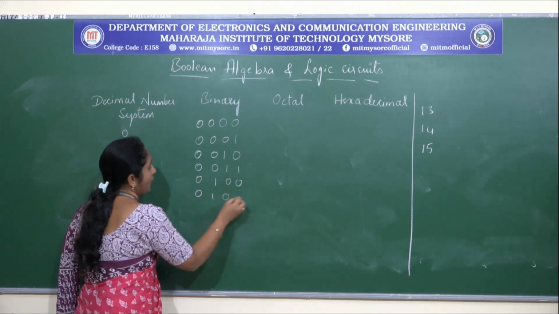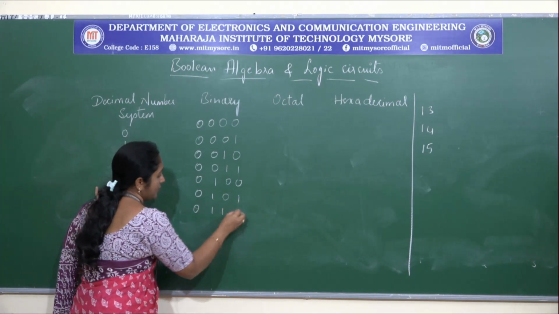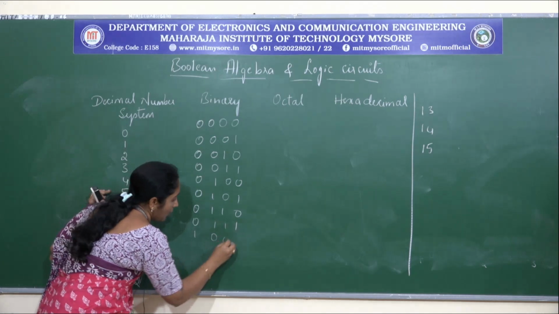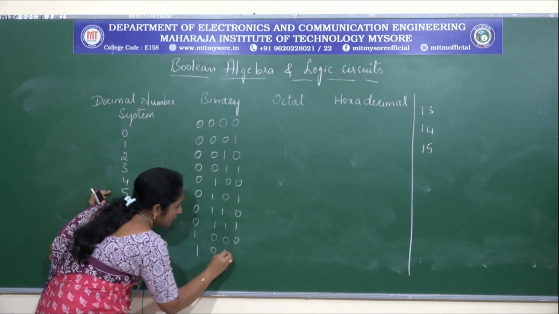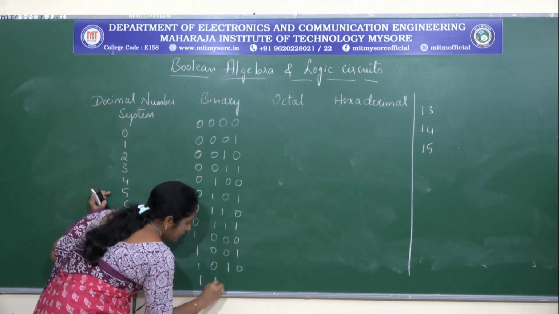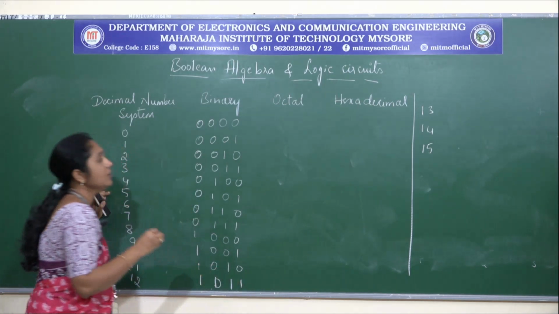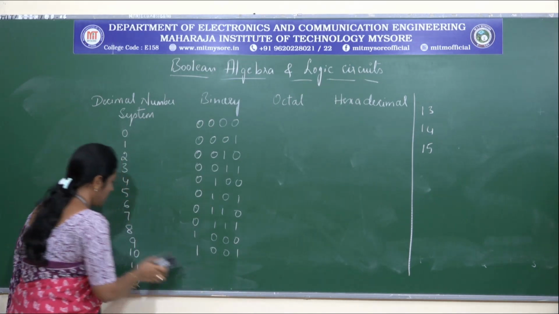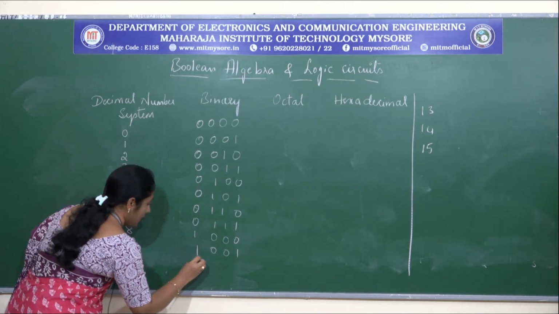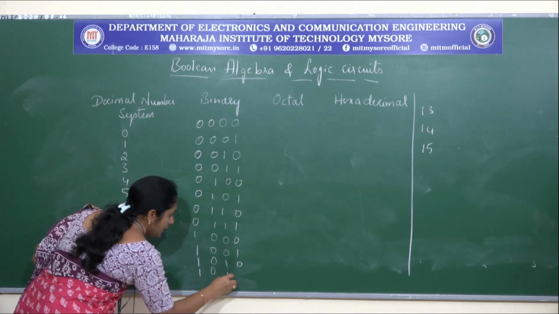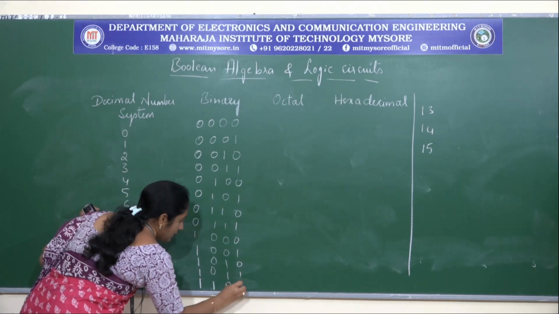Next 5, 6, 7, 8, 9, 10, 11. Okay, so I have up to 12 here. After 9, I will be writing 1 0 1 0 for 10, then 11, 12.